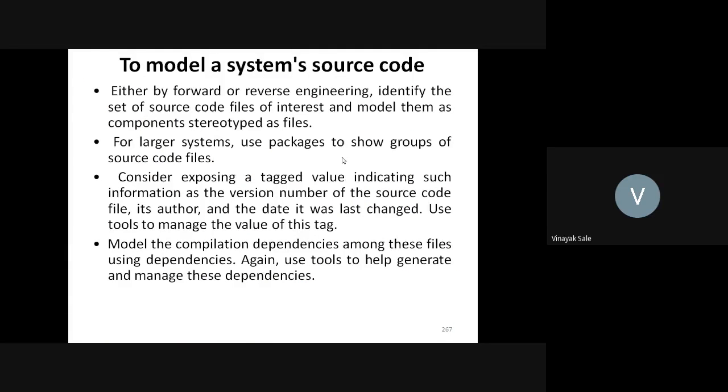To model a system's source code, either by forward or reverse engineering, identify the set of source code files of interest and model them as components stereotyped as files. For larger systems, use packages to show groups of the source code files. Consider exposing a tagged value indicating information such as the version number of the source code file, its author, and the date it was last changed.